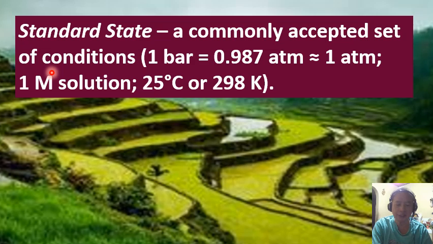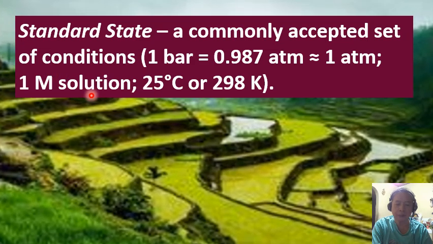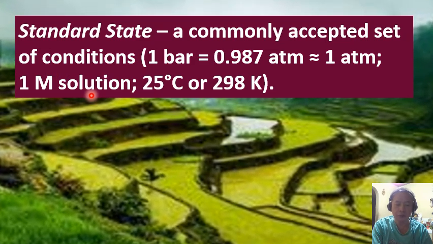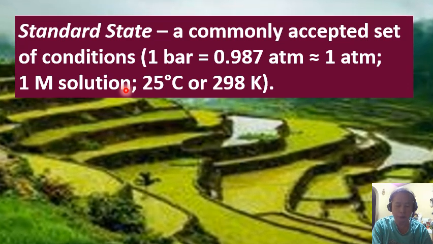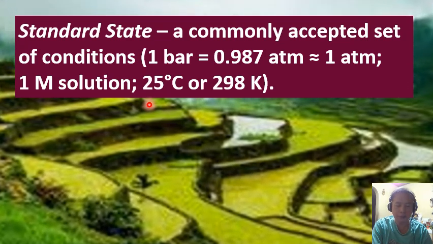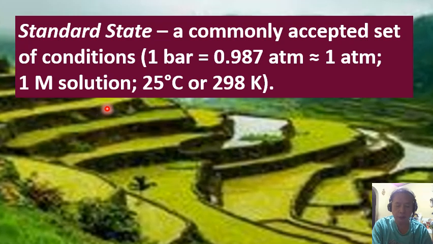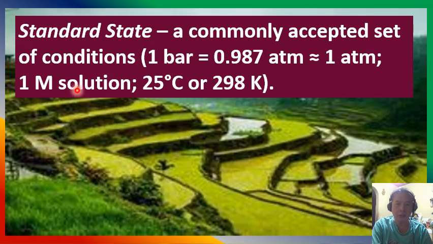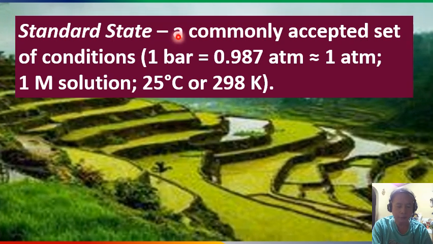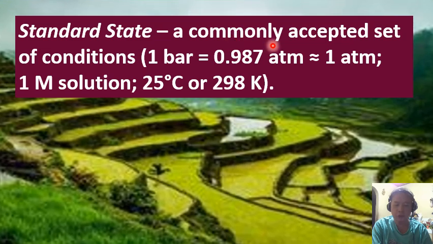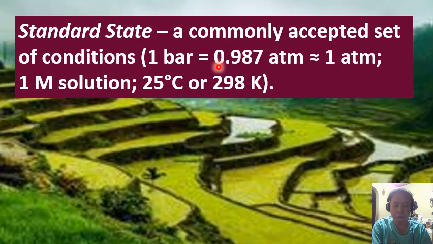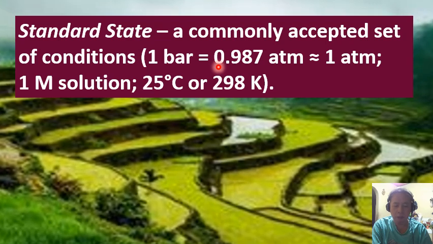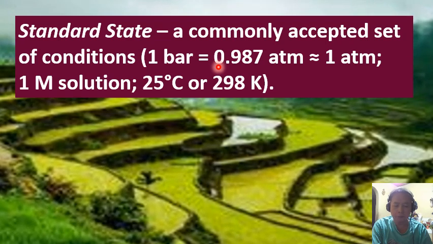Enthalpy changes are typically tabulated for reactions in which both the reactants and the products are in standard conditions. A standard state is a commonly accepted set of conditions used as a reference point for the determination of properties under other different conditions.